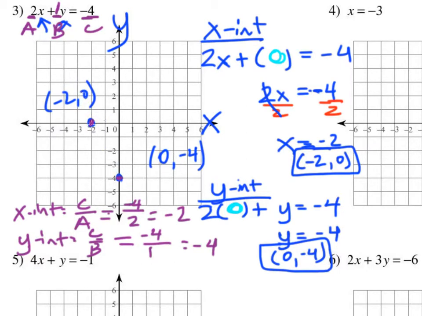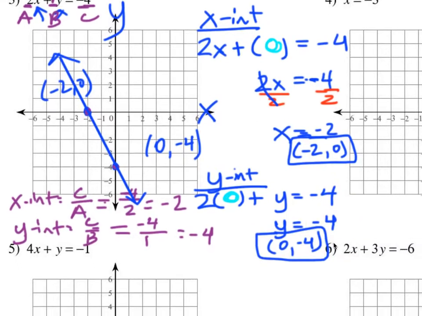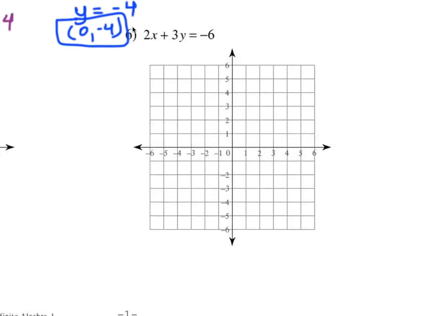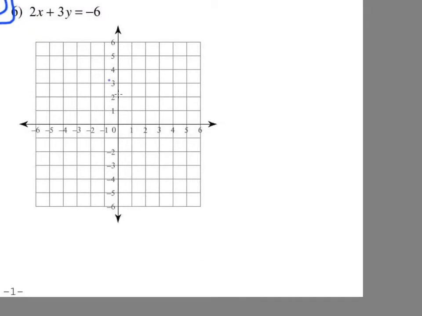Mine needs to be adjusted a little bit. That's better. And don't forget your arrows. All right, so why don't we try number 6? Come down here diagonally. Number 6, why don't we just do the shortcut method here? Let's label our A, this is our B, this is our C.